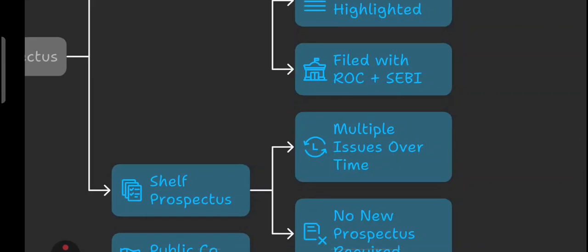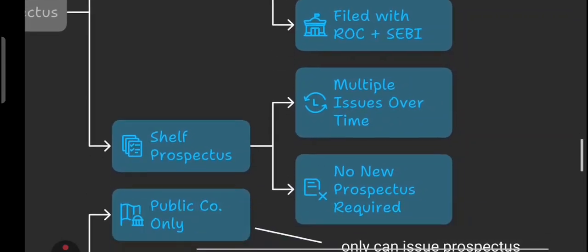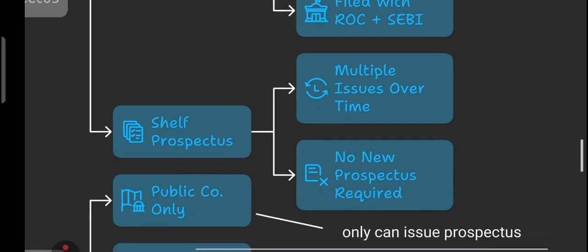Now, the second type of prospectus we have is called the shelf prospectus. What does it mean? It allows a company to issue securities in multiple rounds over time. You can see multiple issues over time. Second point, it is filed once and reused. So it can be reused, right? It saves time and cost. Only a public company can use it.